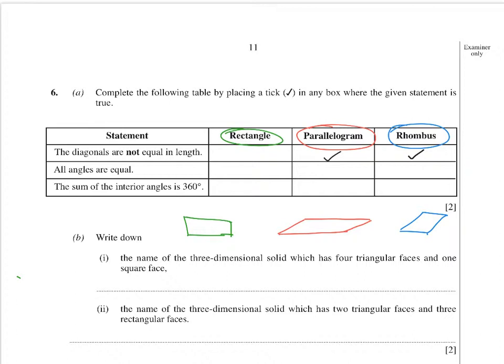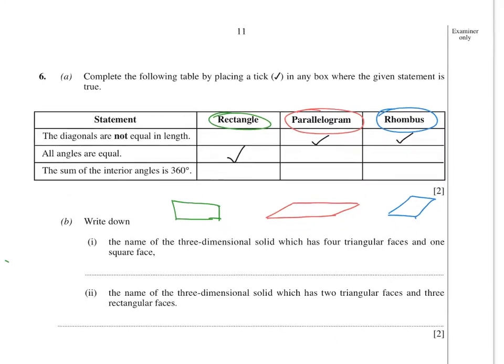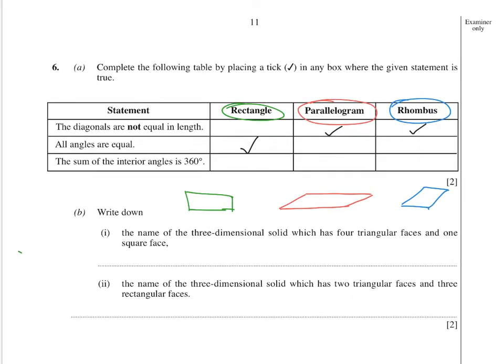All angles are equal. In the rectangle, they're all 90 degrees, so I can tick that. Here, I've quite clearly got an acute angle, and here I've quite clearly got an obtuse angle. So that's not true. Same here. Clearly acute, clearly obtuse. The sum of the interior angles is 360. Any four-sided shape has a sum of 360, so they're all going to get the tick there.